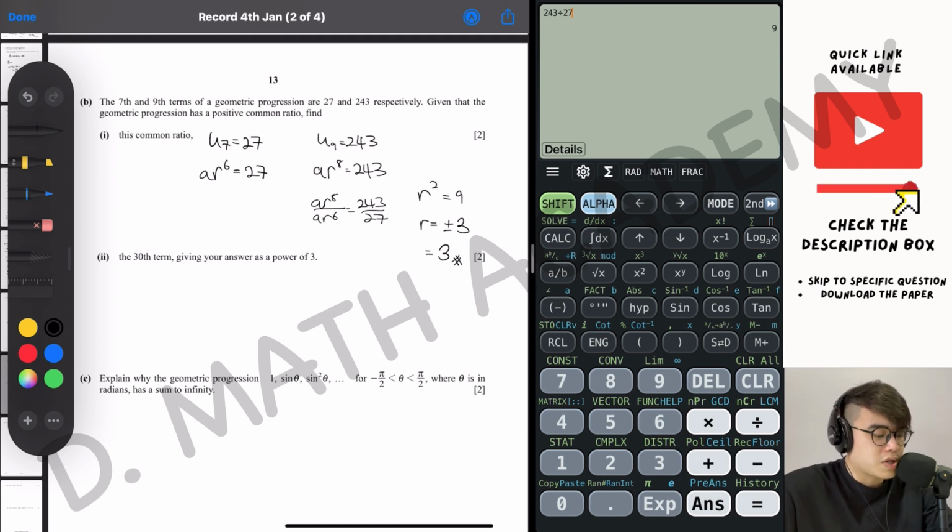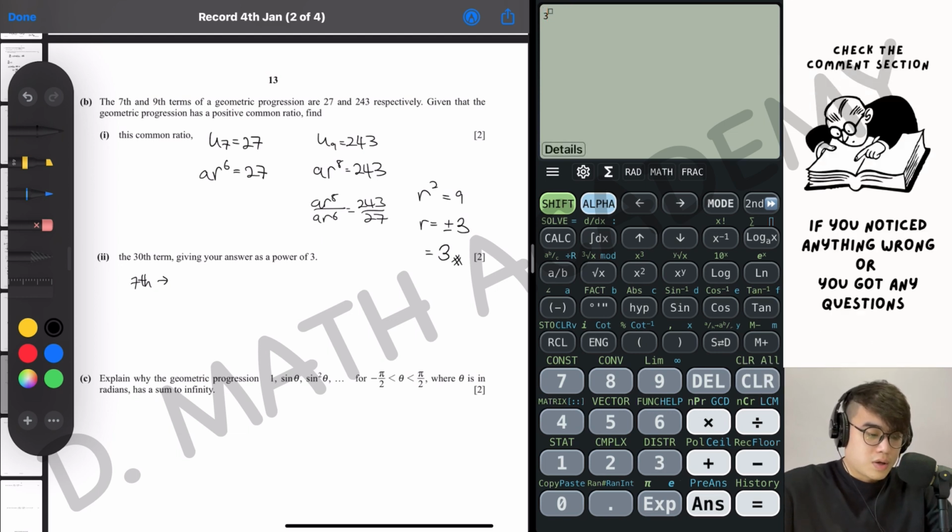And then going on to the next one, find the 30th term and give your answers in power of 3. 7th term, you get it as 3 to the power of 3. Then 9th term, 3 to the power of 5. So which means if it's the 30th term, it will be 3 to the power of, minus it by 4 will get you 26.